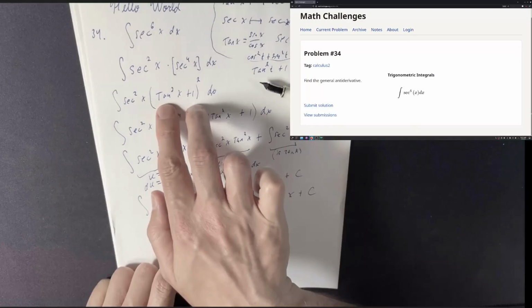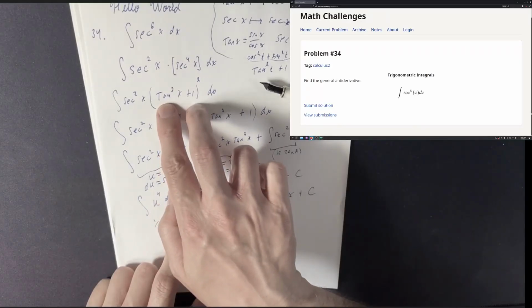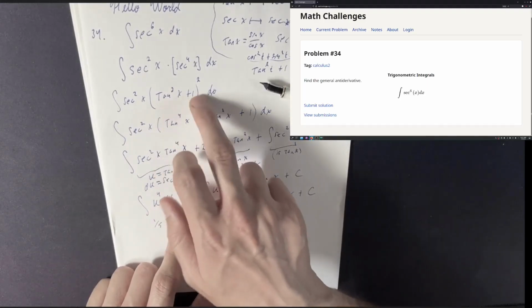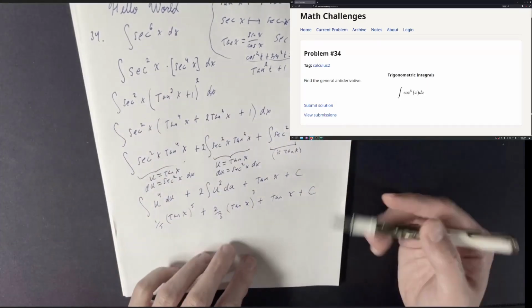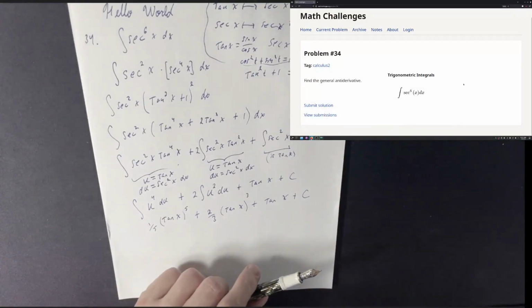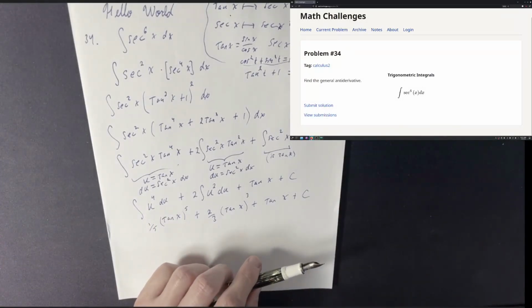This factor is to be that, which when you square it is the same as secant to the secant squared squared. So yeah, it worked out. Okay. That's a Calc 2 problem. We can move on.